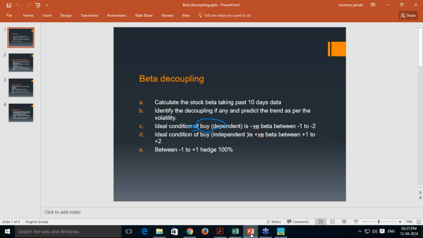Fine. So I'll move into this particular method of beta decoupling, the pair trade technique. So what is a pair trade? What do we do in this pair trade method? This is also one kind of advanced trading technique wherein you hedge your position with the same instrument. Like if you are having a future, you are hedging that future with another future. This technique of hedging a future with another future is known as a pair trade.